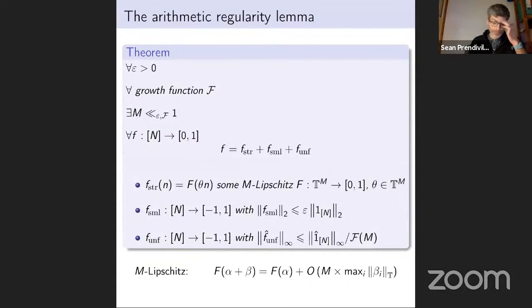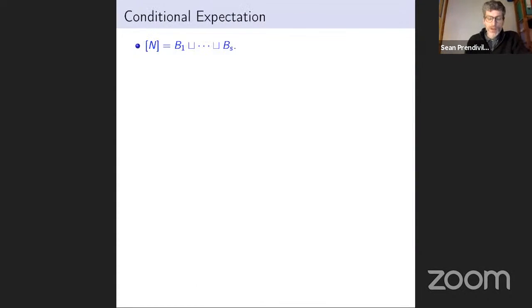So how are we going to prove this arithmetic regularity lemma? We're going to do it via some formalism of conditional expectation. We're going to chop up our interval into parts, b1 up to bs, and we're going to average our function on each part. So the value of our projection on our local average is determined by which part you lie in. So if you lie in this part, then we're going to average along this part. Let me get into the specifics of what that means.